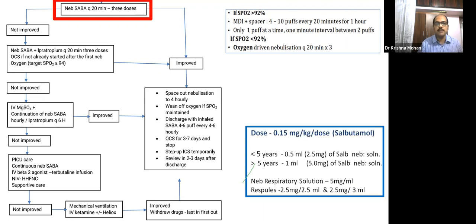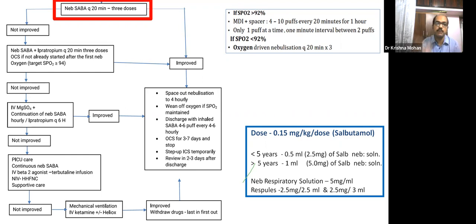This salbutamol, the nebulization dose, all of you know: less than 5 years it is 0.5 ml, and more than 5 years it is 1 ml. Nebulized respiratory solution comes in a strength of 5 milligram per ml, and Respule comes as 2.5 milligram per 2.5 ml.